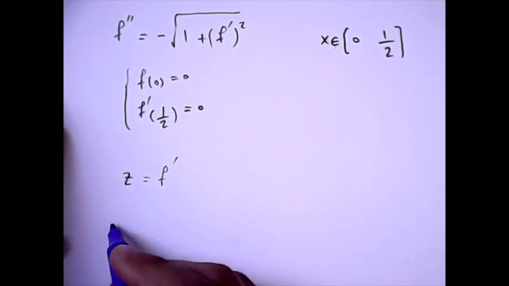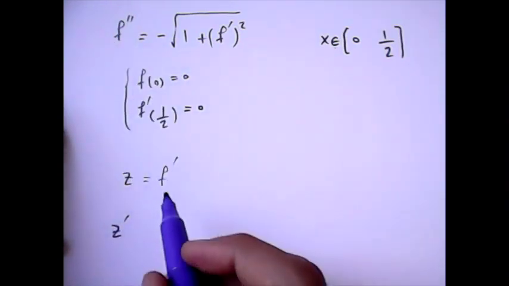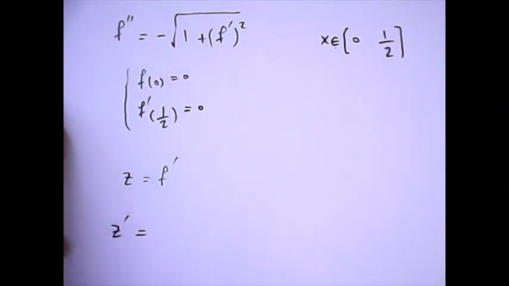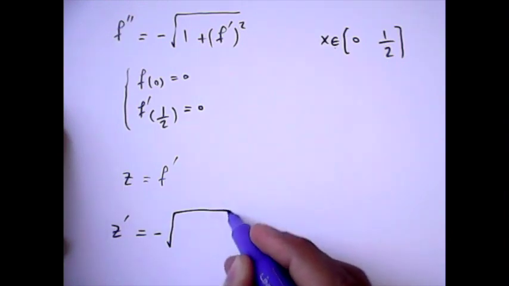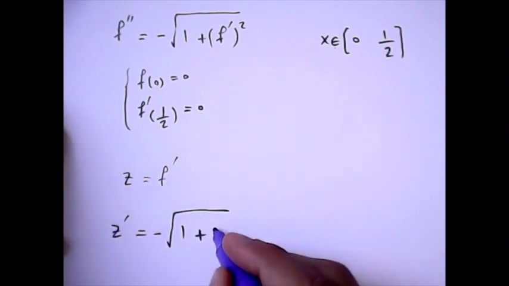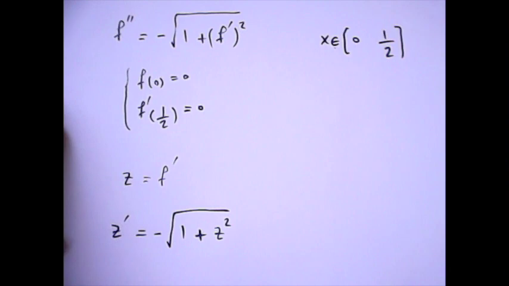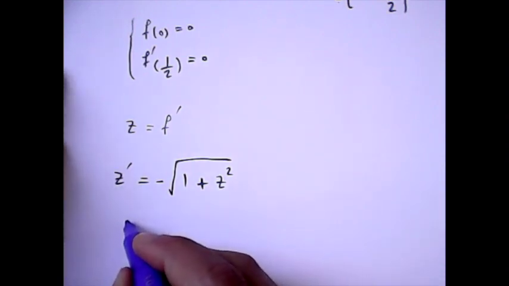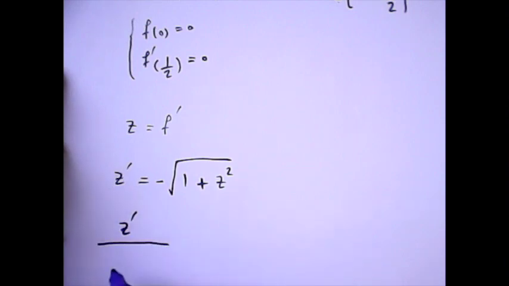So I will end up with z prime on the left hand side. That's the first derivative of z, which is the second derivative of f. I'm just replacing here. It is equal to minus square root of 1 plus, and the first derivative of f I set to z, so I'll have 1 plus z to the power 2. Alright, awesome. So now let me do another thing. Let me just take this square root and put it in the denominator here on the left hand side. So z prime divided by square root of 1 plus z to the power 2 is equal to minus 1.